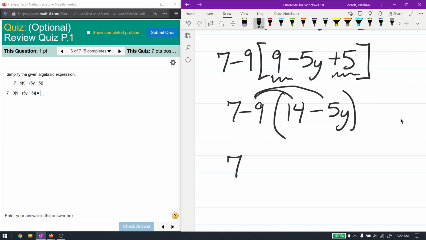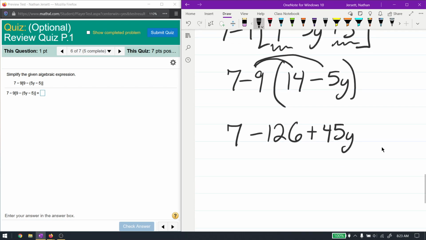So that's going to be negative 126. Then we have negative 9 times negative 5. That's going to be positive 45y. The y is still a part of that.